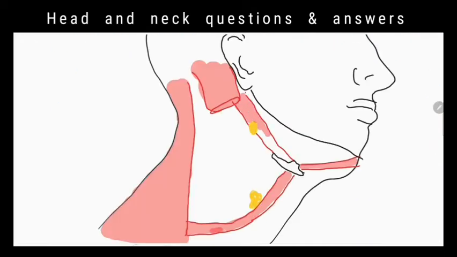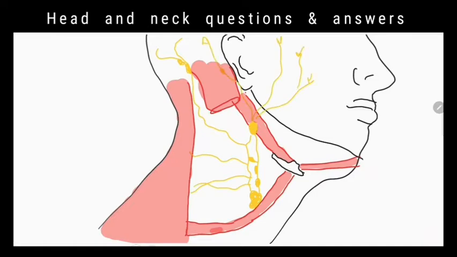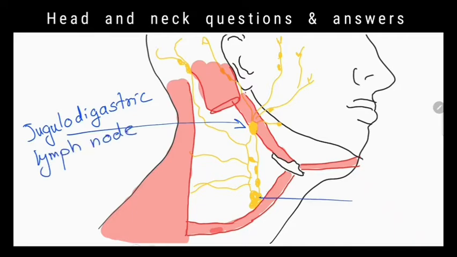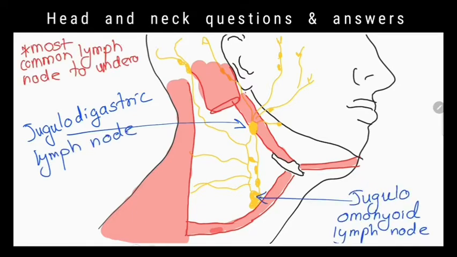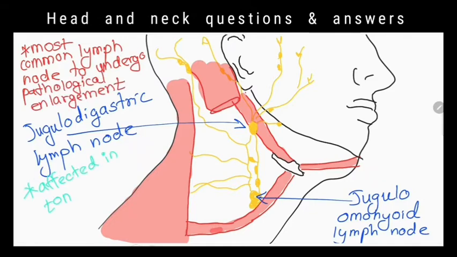What is the commonest swelling to encounter in the neck? Swelling of jugular digastric lymph node. Where does that lymph node lie? At the junction of internal jugular and common facial vein. When does it enlarge? In tonsillitis.